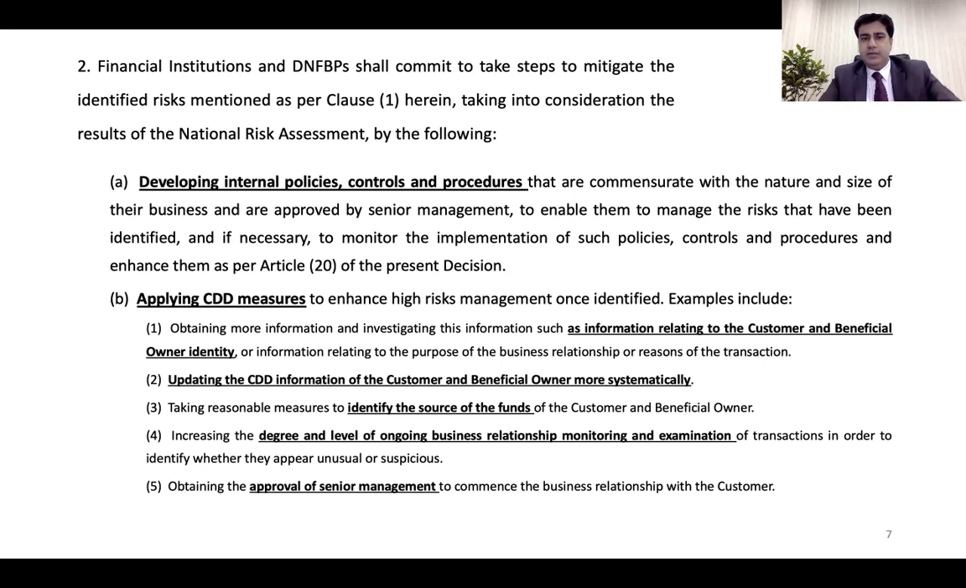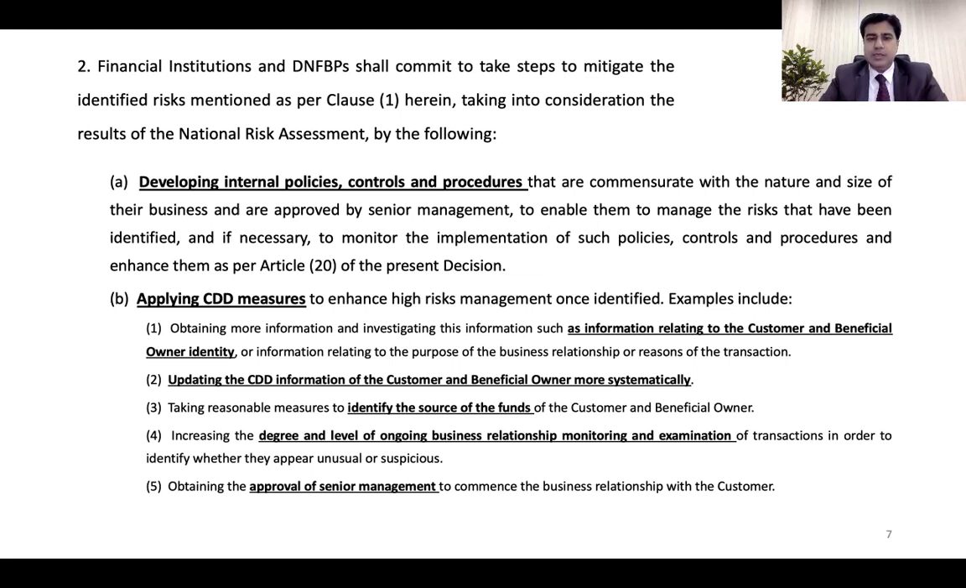And there is definitely, as I said, when you develop your internal policy and procedure, you are putting up those controls also. What are my thresholds? What are my cash thresholds? What are my bank thresholds? What are my value thresholds? Even what are my quantity thresholds? Beyond that, we are going to ask for more information. So that's what the section is talking about.